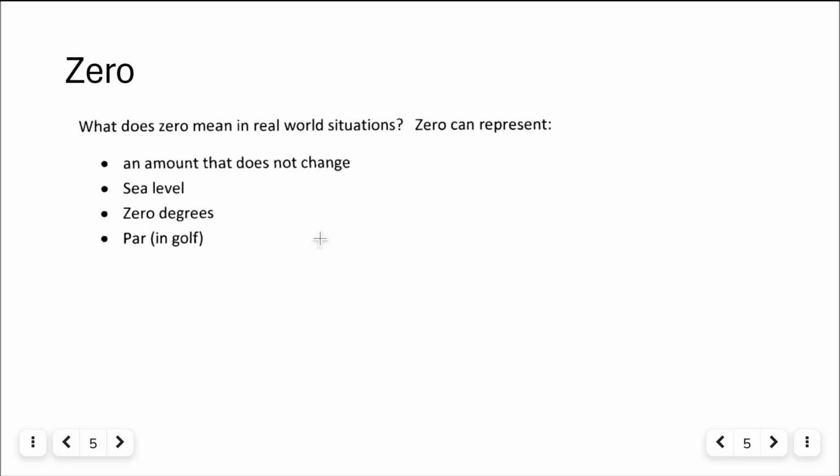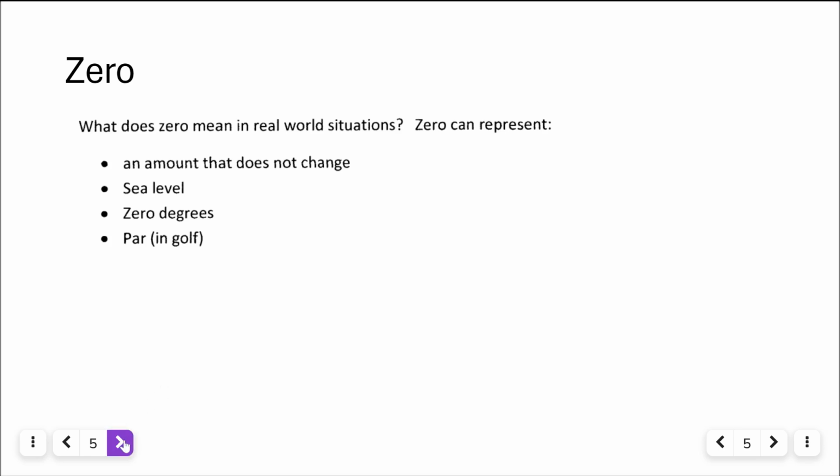Okay. So 0, what does 0 mean in the real world? It means a number that doesn't change. It means 0 degrees, right? Par in golf. Sea level. If you go underneath sea level, you're into the water, so that would be negative.